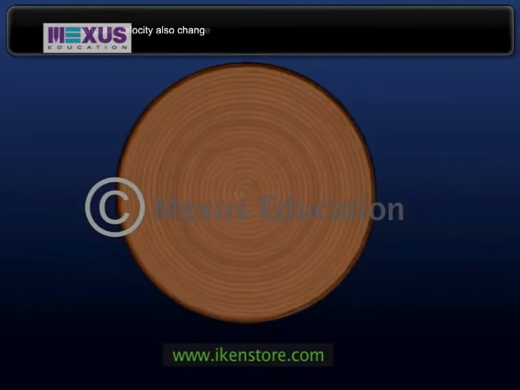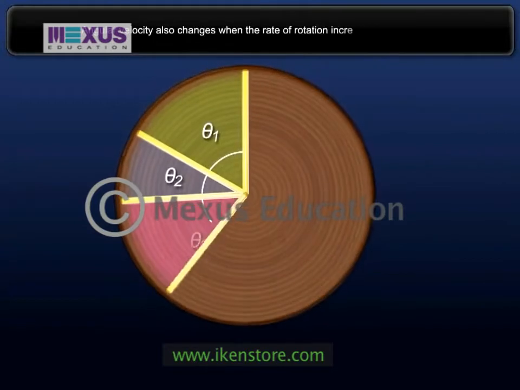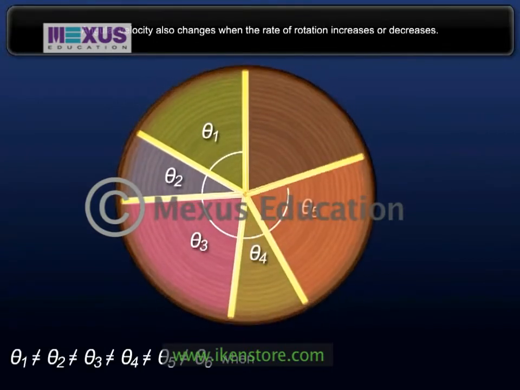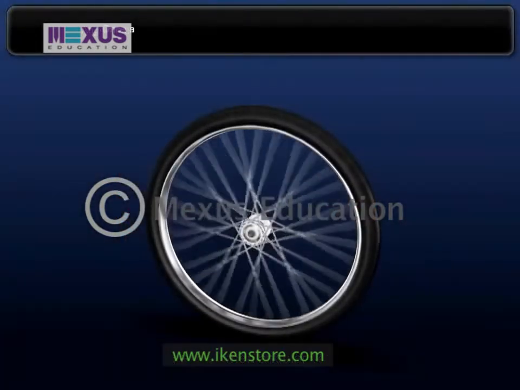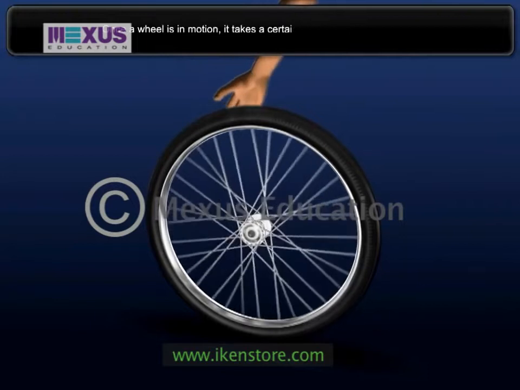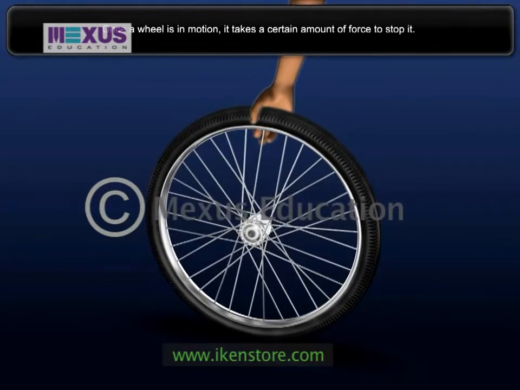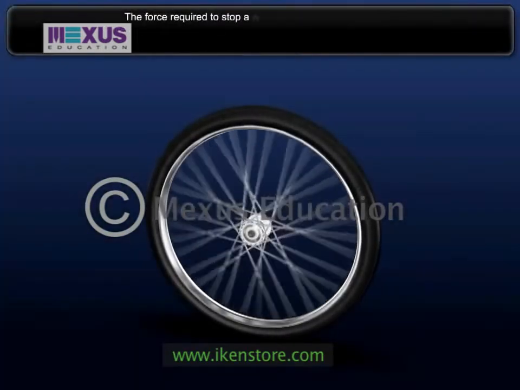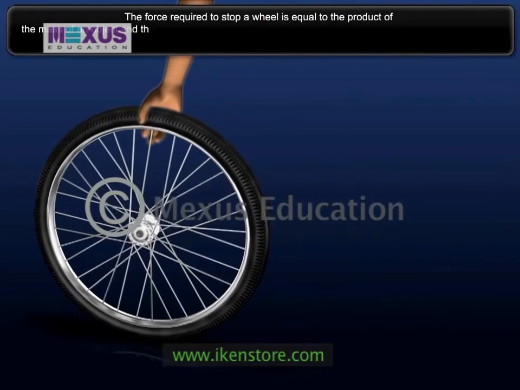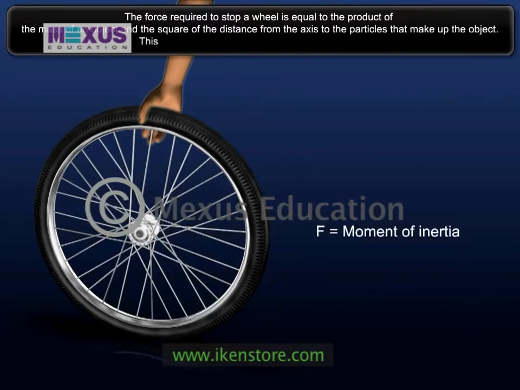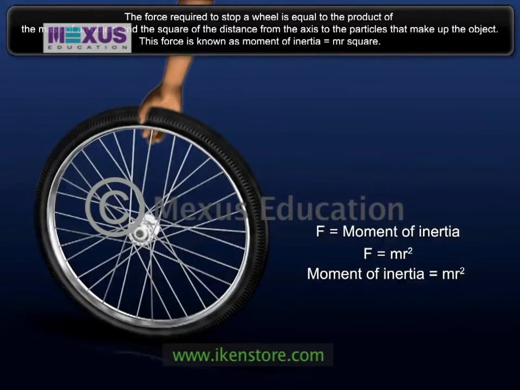Angular velocity also changes when the rate of rotation increases or decreases. Once a wheel is in motion, it takes a certain amount of force to stop it. The force required to stop a wheel is equal to the product of the mass of an object and the square of the distance from the axis to the particles that make up the object. This is known as the moment of inertia, equal to mr square.